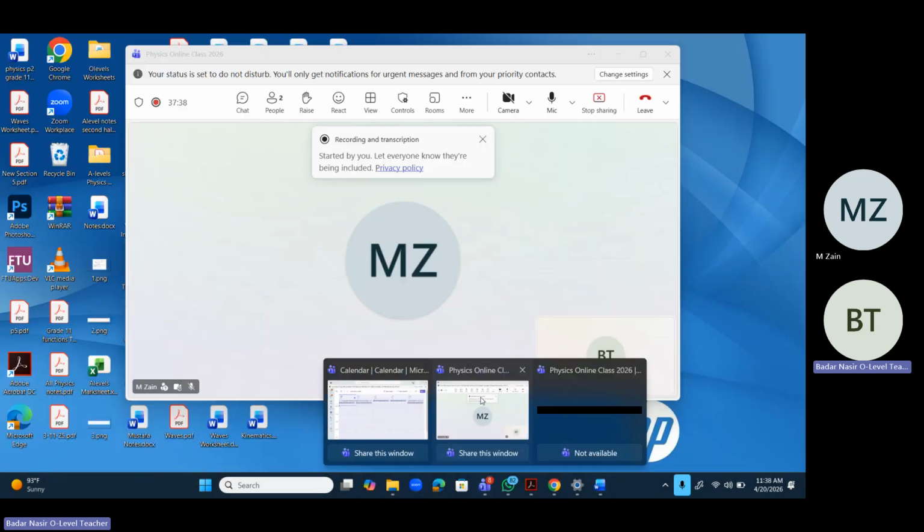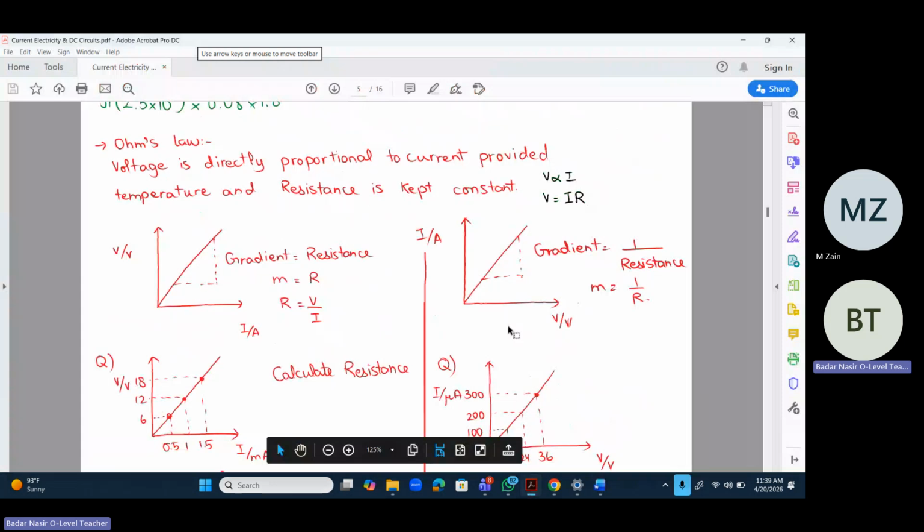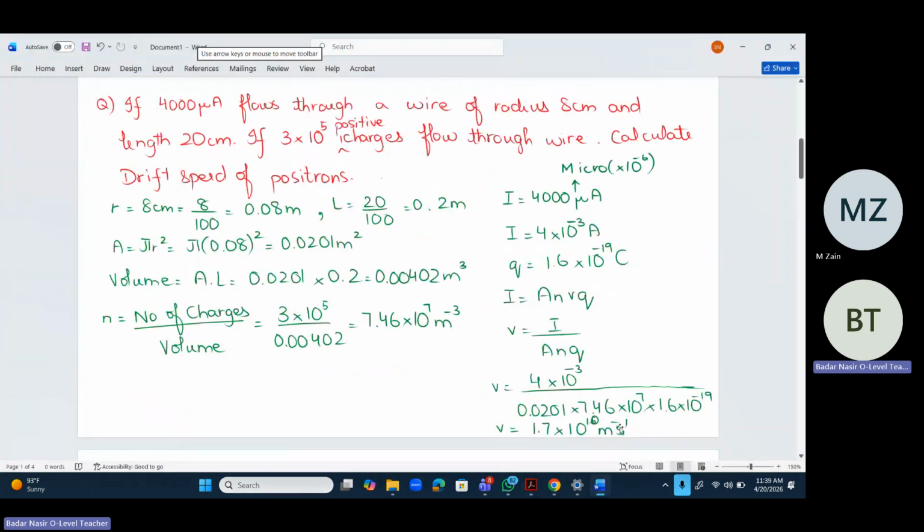Zain, is it clear, beta? Hello? Zain, समझ आ गया? Yes, sir. Clear. Yes, sir. Let's move. Okay, perfect. 10 power 10 now.